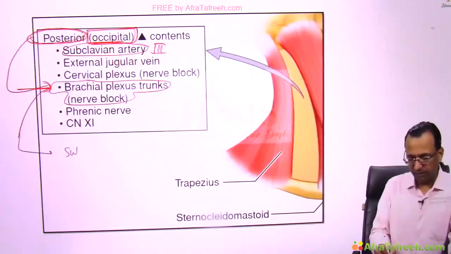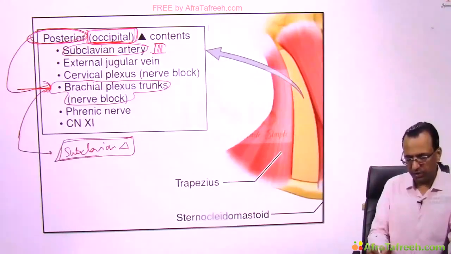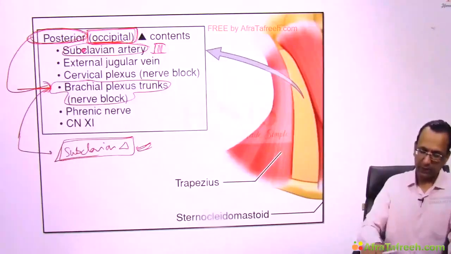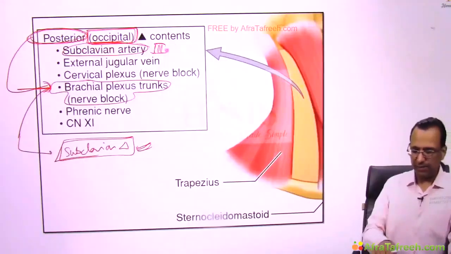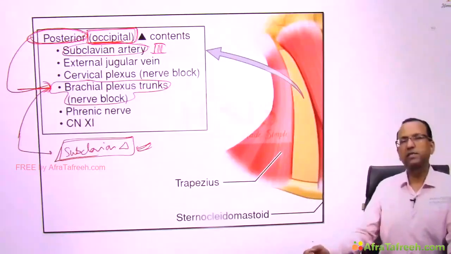So can we see the boundaries of the subclavian triangle and block now? Yes, we'll do that, of course. But remember, the third part of the subclavian artery or maybe the brachial plexus is actually blocked in the subclavian triangle, part of the posterior triangle. And what else is blocked here?